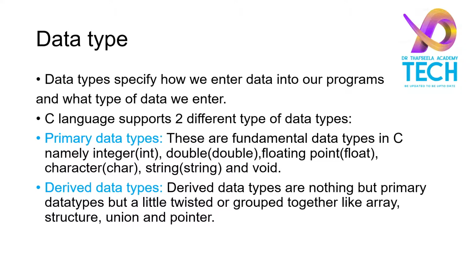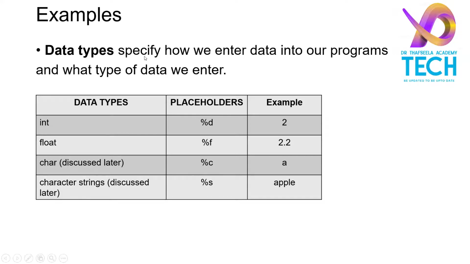So in the following sessions, I will tell you in more detail what primary data types are. Now for clarity, I've given a small example of primary data types, in this case, int, float, character, and character strings. Now int, as you know, any number like 1, 2, 3, these are all integers. So the placeholder that we will use is %d. Now, when it comes to float, it has some decimal value, for example 2.2 or whatsoever. And for that, we use the placeholder %f. Now, when it comes to characters like A, B, C, whatsoever, we use the placeholder %c. And when it comes to strings, like say apple or any combination of characters, we use %s.